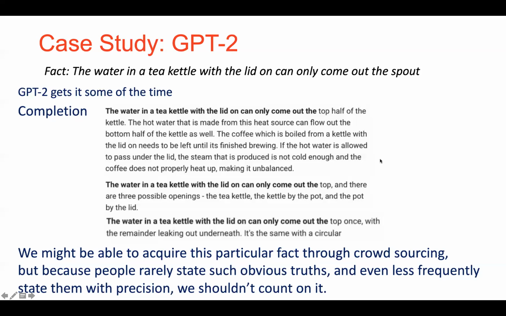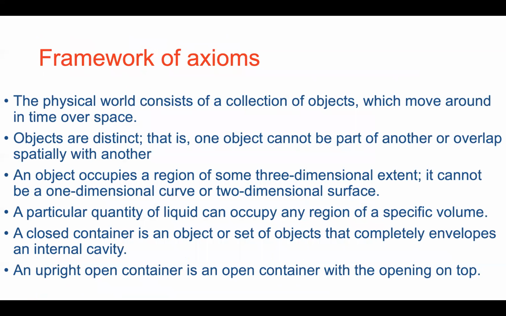We might be able to acquire this particular fact through crowdsourcing, but because people rarely state such obvious truths and even less frequently state them with precision, we shouldn't count on it. So it may be possible to have people add these kinds of things, but we can't count on it. So a framework of axioms. We're saying we need some set of causal reasoning, generalizations. So we need some framework for all of this.